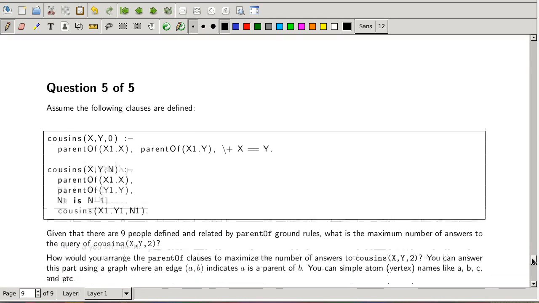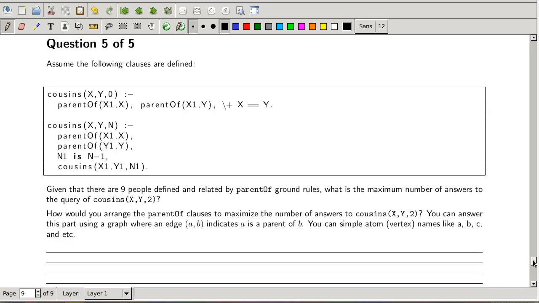So question number 5 is going back to predicate calculus, and this one is kind of interesting. It's basically saying that let's say there are 9 people defined using the parent of rules. What is the maximum number of answers to the query of cousins, basically second cousins? If you can have 9 people and you express the parent relationship of the 9 people, how do you organize the parenthood of these 9 people so that you have the most number of second cousins? That's basically what the question is asking.